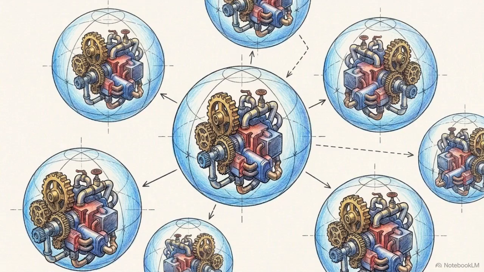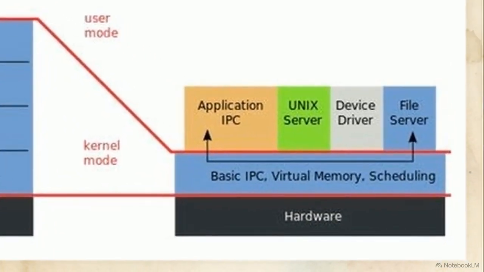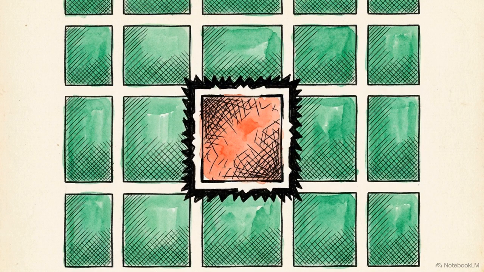The alternative is to design for survival through absolute decentralization. On the right, the microkernel structure radically changes the privilege boundary. It strips privilege space to the bare essentials. Only IPC, virtual memory, and scheduling remain below the red line. Everything else, like device drivers, is evicted, running as unprivileged applications in user space. This creates an immense stability benefit. If a device driver crashes now, it simply reboots in user space without touching the core system.